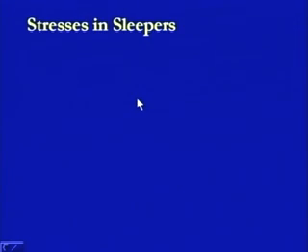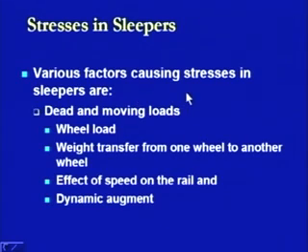Now, we come to the stresses in sleepers, that is another component. The various factors which are causing stresses in sleepers are dead and moving loads, and these dead and moving loads may be like the loads which are coming through the wheels, the weight transfer from one wheel to another wheel, the effect of speed on the rail, and the dynamic augment of all these factors. So, on the basis of this value, what we have to look at is what type of stresses are going to be induced, whether the stresses are going to be increased because of the change of the load from one wheel to the other wheel, or whether they are going to increase because of the increase in the speed.